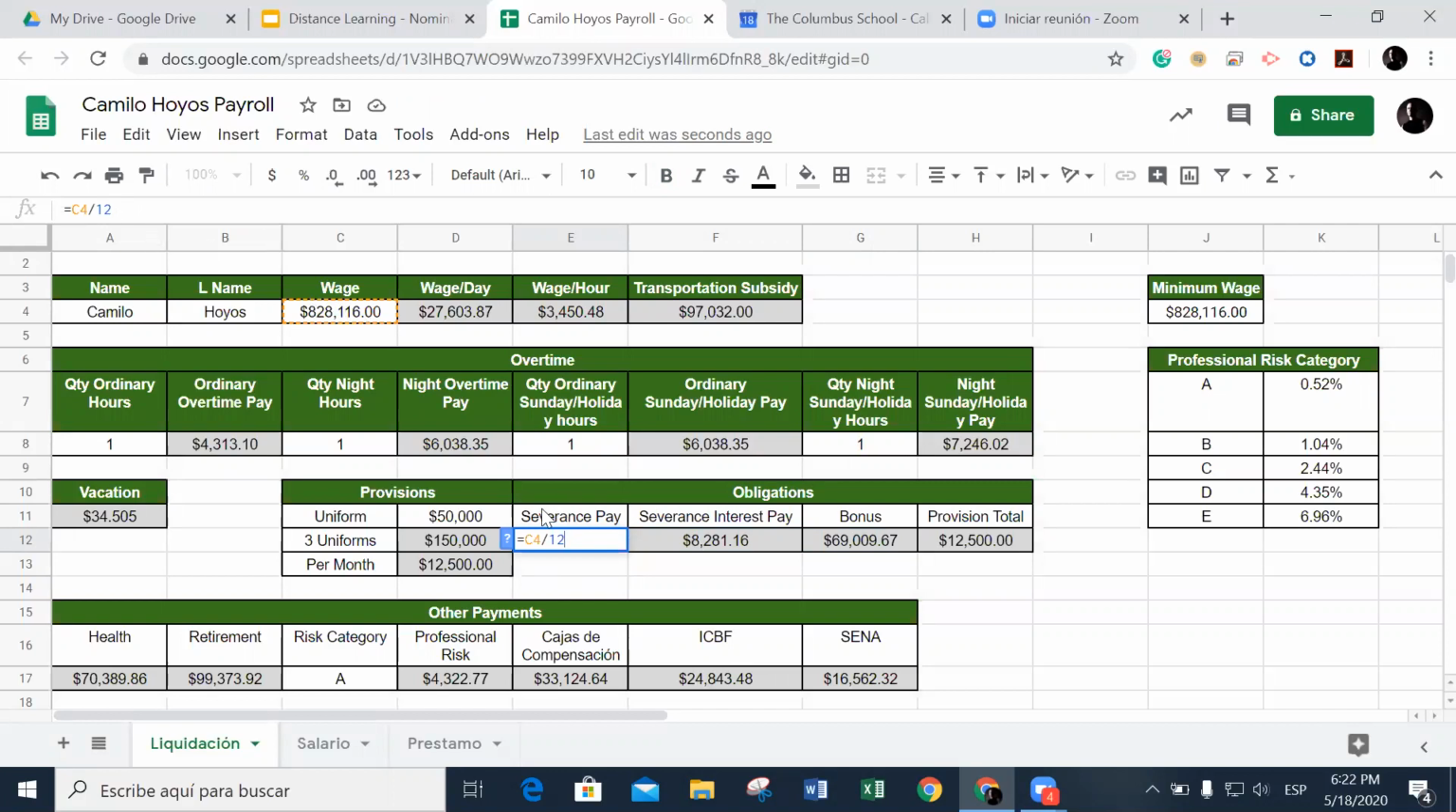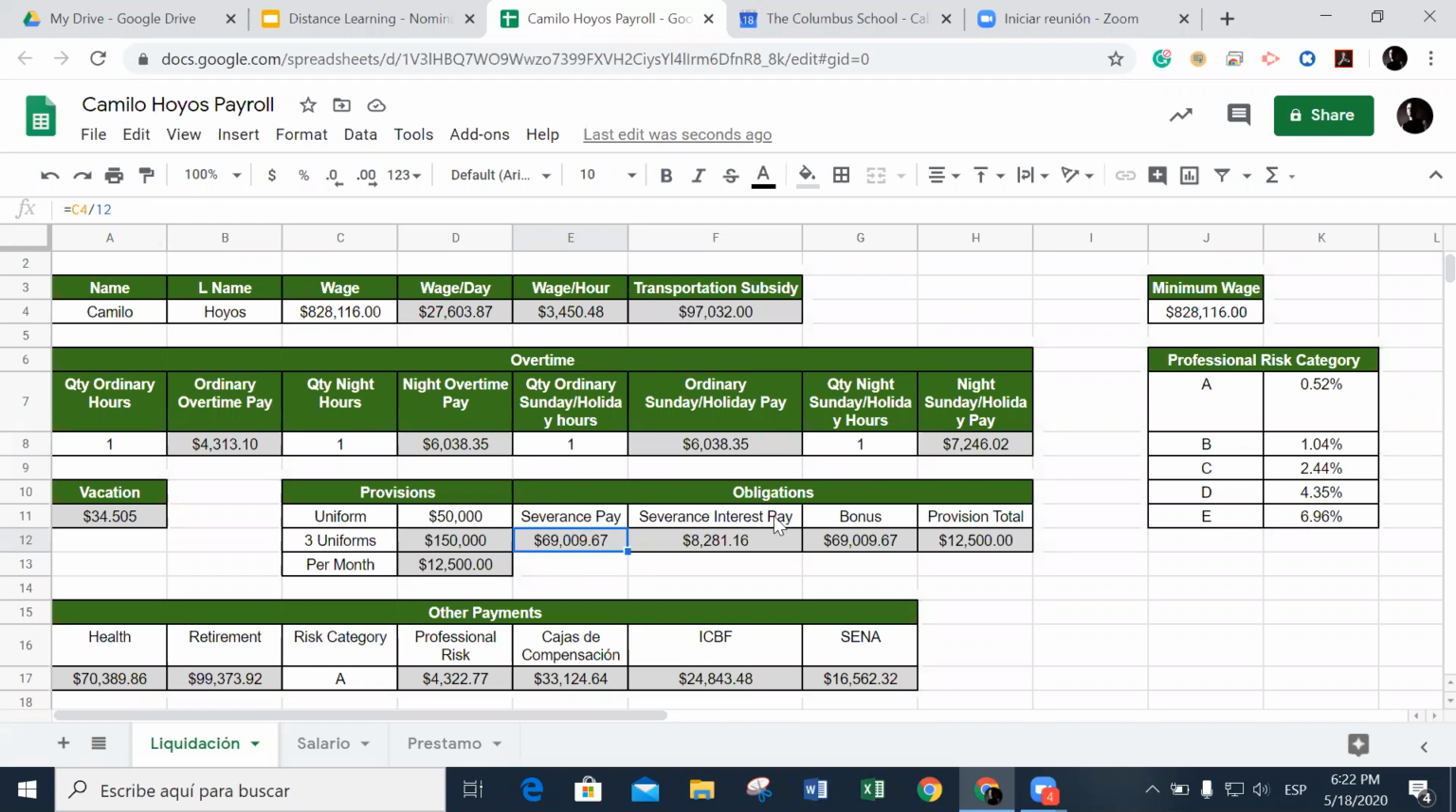Why? Because according to the government, in that page that I gave you guys, the severance pay is 1 month of pay per year. So you get that 1 month of pay, which is this one, 828,116 divided by 12, right? So we can get the value per month. So you got it right here. So wage divided by 12 is severance pay.